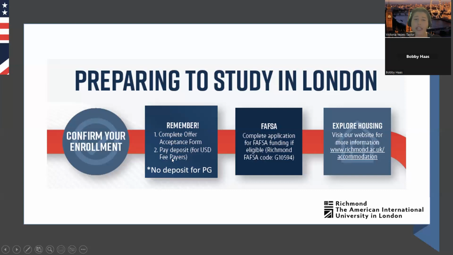Other things to start thinking about at this stage, we have the FAFSA. If you plan to use any student or parent loans, anything like that through FAFSA, this would be the time to make sure that your application is in. And I've included our code there, G10594, because sometimes we're a little hard to find if you just do the general search for the name, but if you do the code, it'll pull us right up.